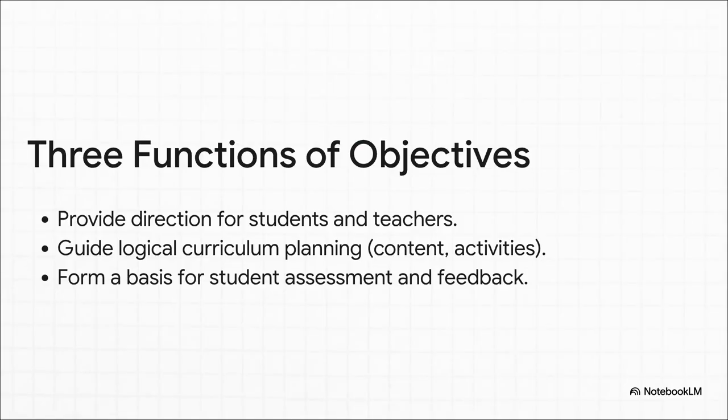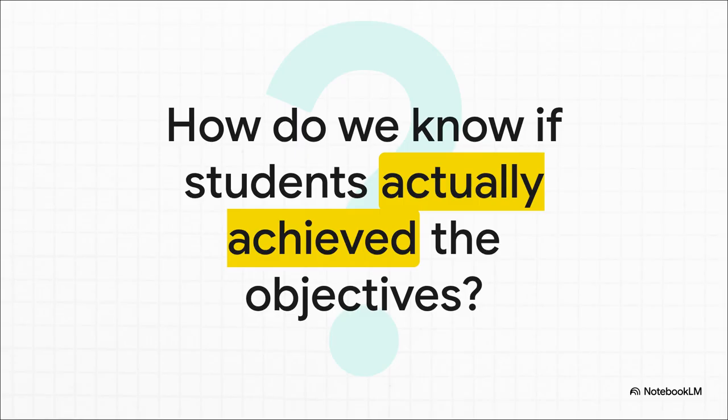So why do we spend all this time writing good objectives? Well, because they do three absolutely critical jobs. First, they tell everyone, students and teachers, where they're going. Second, they give us a logical foundation to choose our content and activities. And third, and this is huge, they give us a clear way to assess whether any learning has actually happened. And that right there leads to the million-dollar question. It's great to have a plan, a blueprint, and all these instructions, but how do you check the quality of the work? How do we actually measure success?